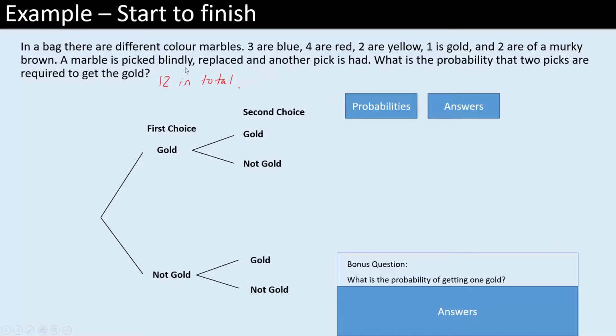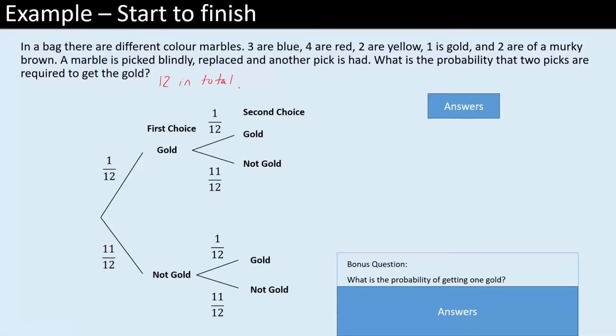Now the marble is picked and then replaced, so that means that the probabilities in our second choice are not affected by the probabilities in our first choice. They are independent of one another. So that's what our probabilities will look like. Got 1/12, 11/12. Both branches add up to make 1. Okay, they're mutually exclusive. They cannot happen at the same time.